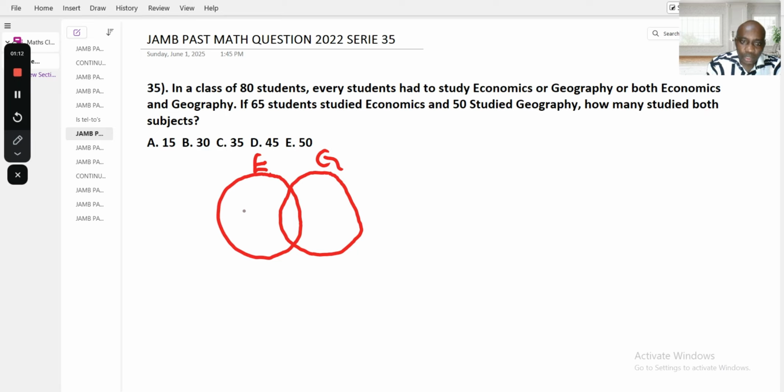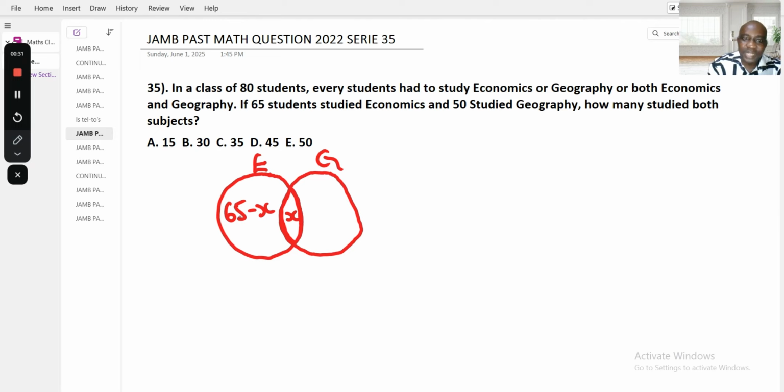Now we were told that 65 is everything, but we have some here that study both economics and geography, that will be within this overlapping region. Let's call it X because we don't know yet. All the people within the circle of economics are 65, and we want to know how many students study only economics. To know that number, you say 65 minus X. This X represents those who study both subjects, so you remove it from the total of people that study economics.